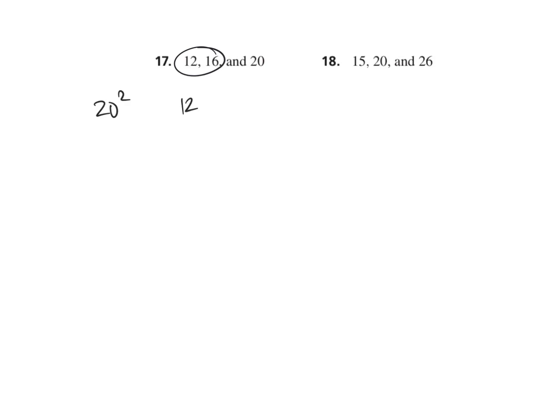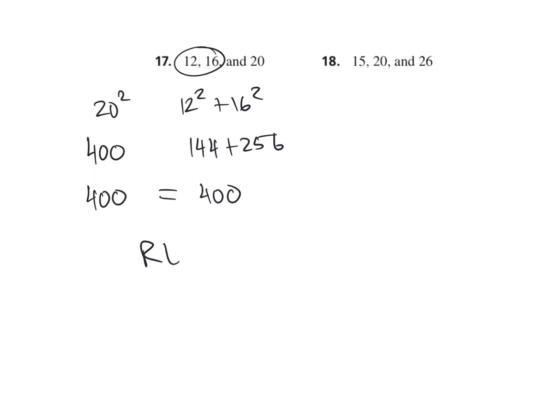it, then the two smaller numbers and square them and add them together. 400, 144, and 256. And that is 400 and 256 plus 144. That's 400. So they're equal. So this is a right triangle because a squared plus b squared does equal c squared.